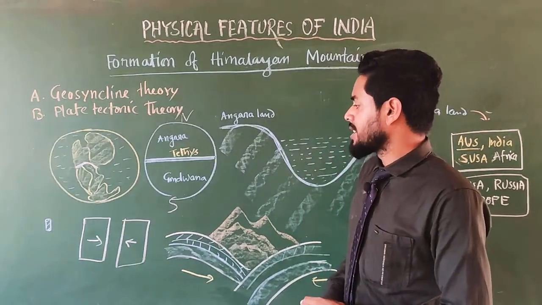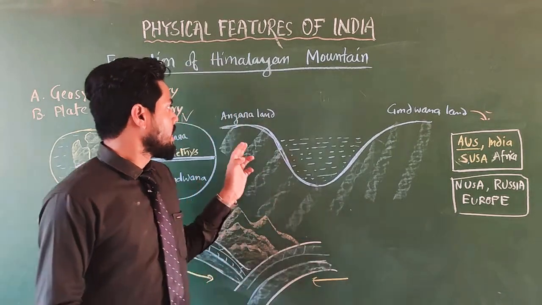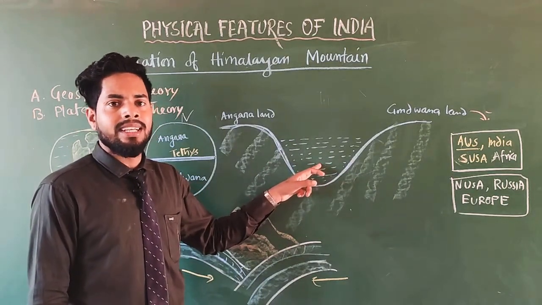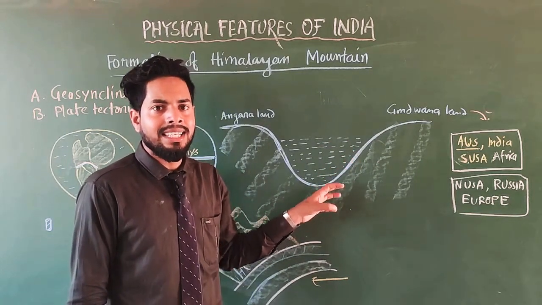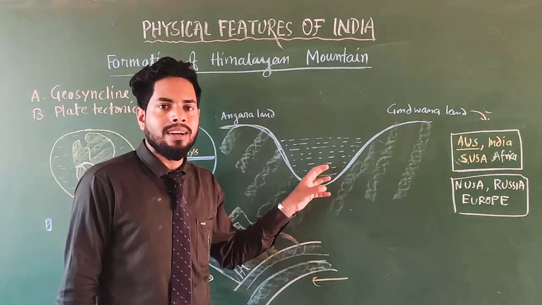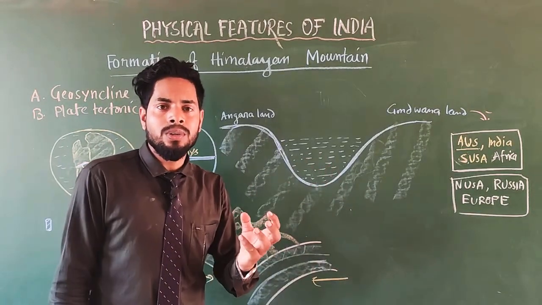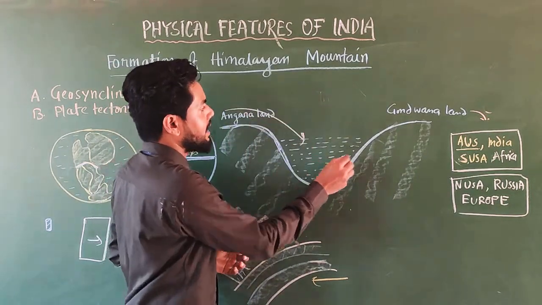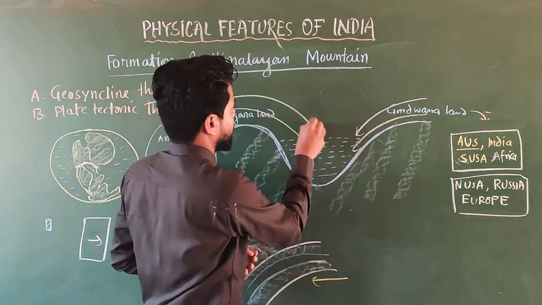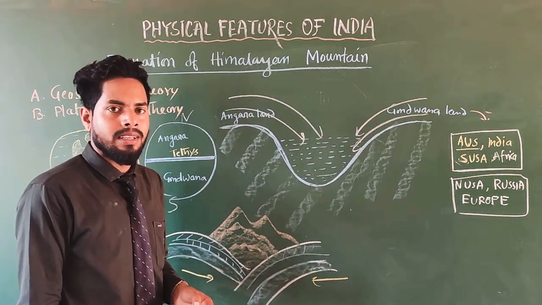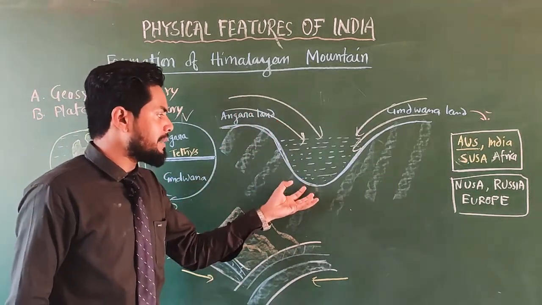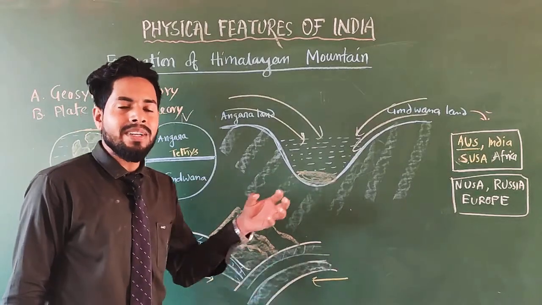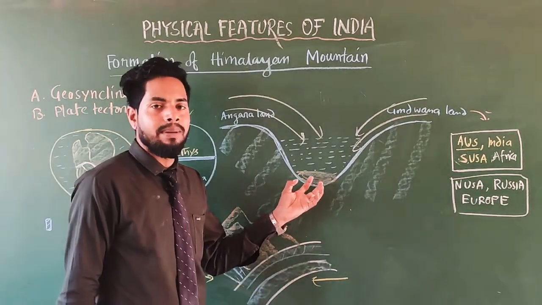Next we see the cross profile of Angaraland and Gondwanaland, and between them there is the Tethys Sea. All drainage channels reach the Tethys Sea, carrying the water and also bringing sediments along with them. All drainage channels fall into the Tethys Sea, and this sediment is deposited at the bottom of the Tethys Sea. Due to the continuous deposition, the volume of the sediment increases.